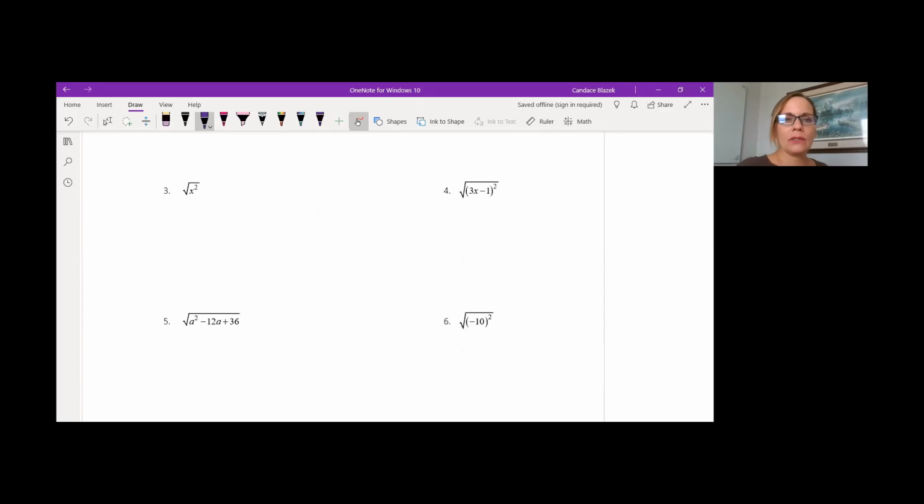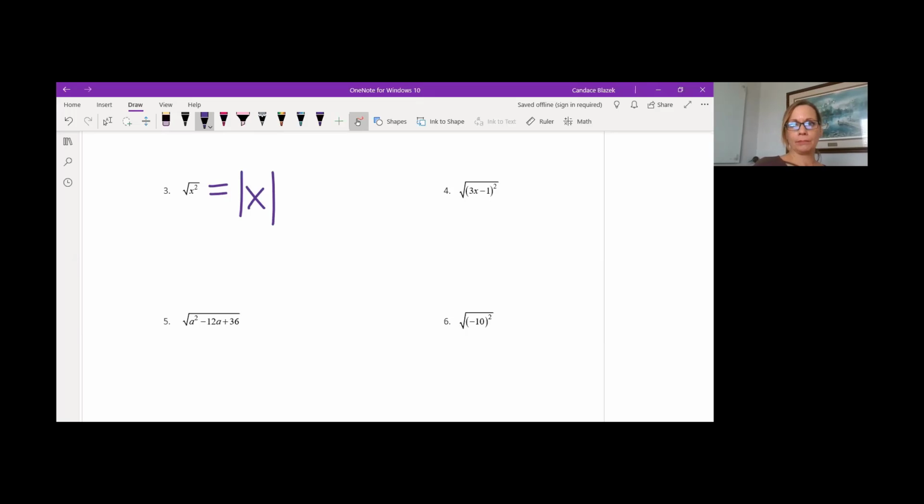And when we look at the square root of x squared, we don't know if x is a negative 3 or a positive 3, a negative 7, a positive 7. We don't know that. What we do know is that the square root of x squared has to be a positive number. So the square root of x squared is going to be the absolute value of x, the absolute value of whatever is being squared inside.